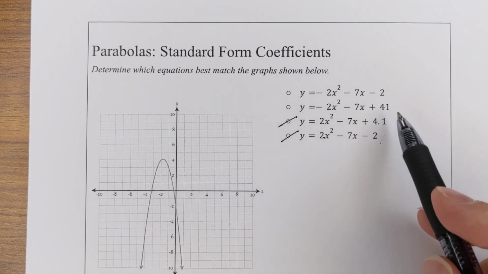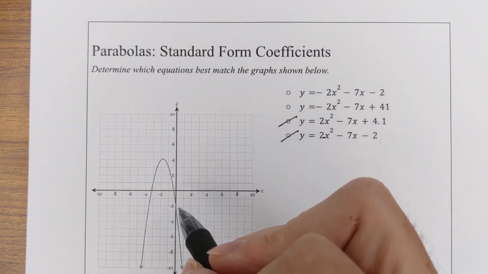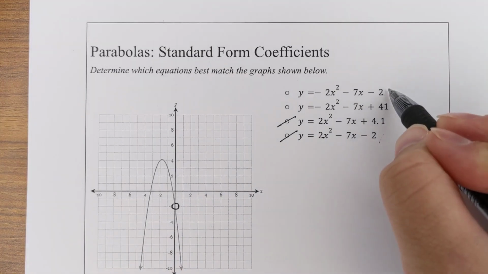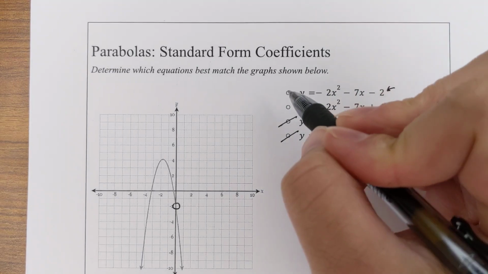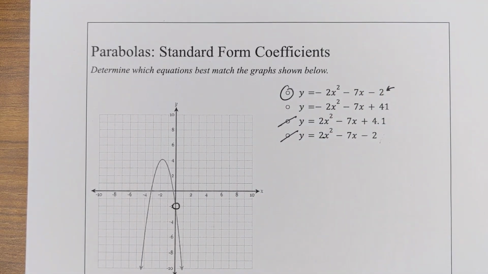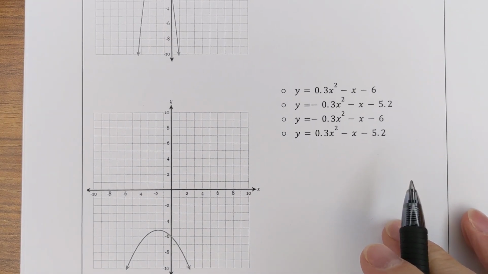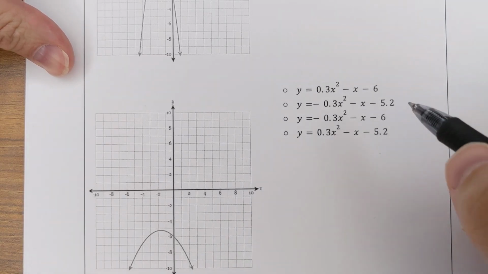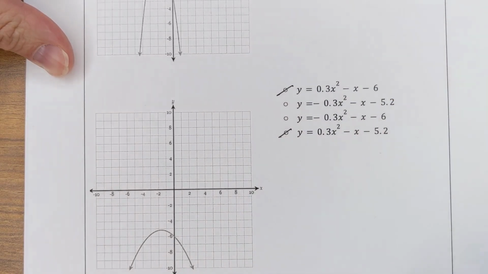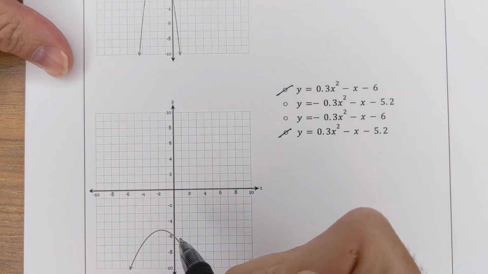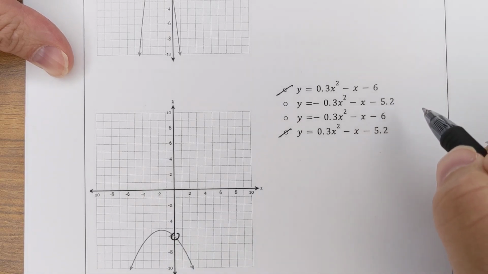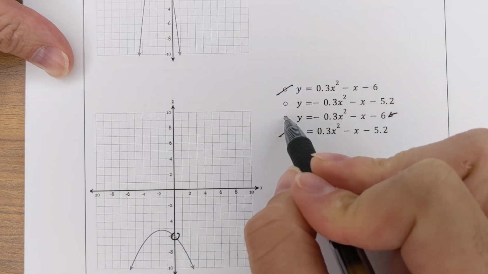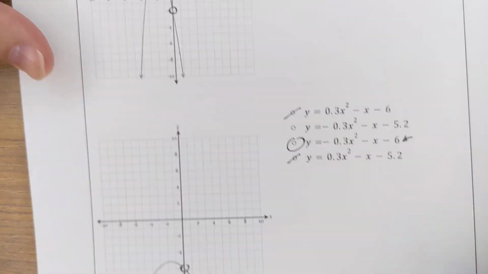And then I'm looking at these two here. The graph looks like it crosses here at negative 2. That's the only one that has negative 2 at the end. So it's the first option. So for our second one, opens down again, so we can eliminate those two because they have positive a's. Graph crosses at negative 6. There's my negative 6, so it's the third one.